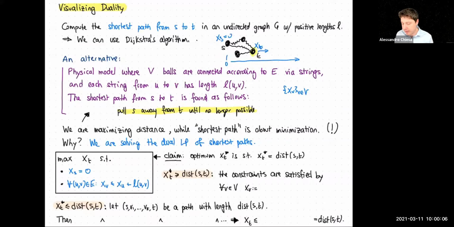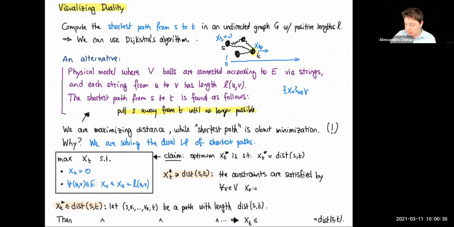Let's prove that the answer is correct, right? So at the end of the day, this is a linear program. It's well-defined, and I can prove whether the optimum has the correct answer. So let's do that. First, I want to argue that the optimum, whatever it is, is at least the distance from S to T. One way to show that is that I can assign the variables in such a way that this holds.